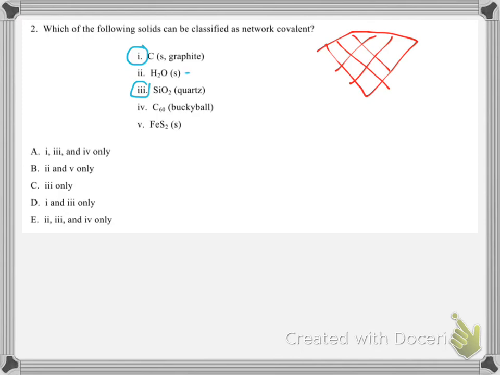Then we would say water is just going to form a molecular solid because it's just a molecule. And these buckyballs will also just form a molecular solid, where we have like a bag of soccer balls making up that solid. And this iron sulfide will be ionic because we have a metal and a nonmetal forming a salt structure. Okay, so the answer here is D. And I would take a look at the table in the notes because it really is helpful.